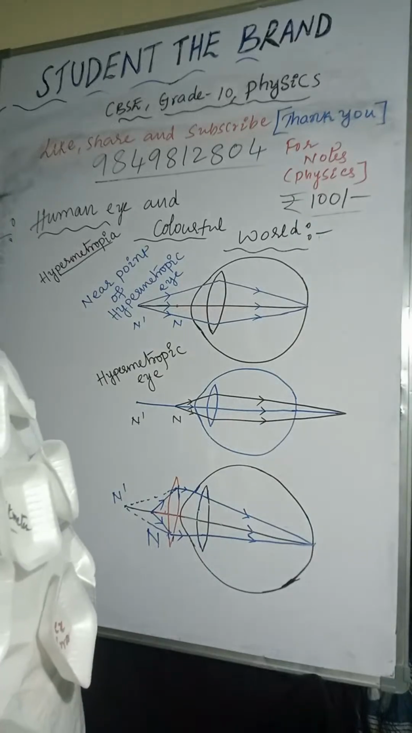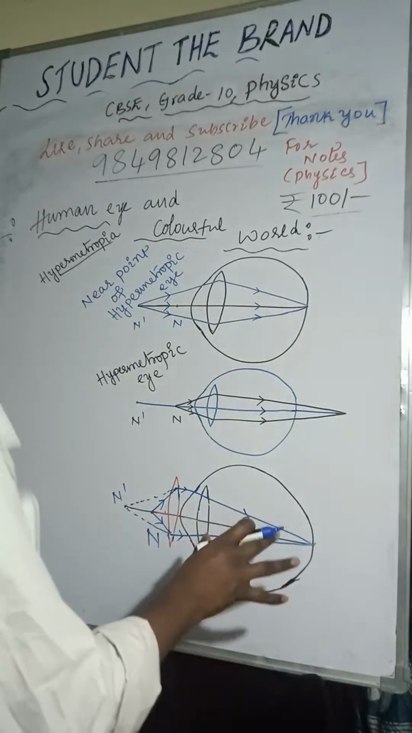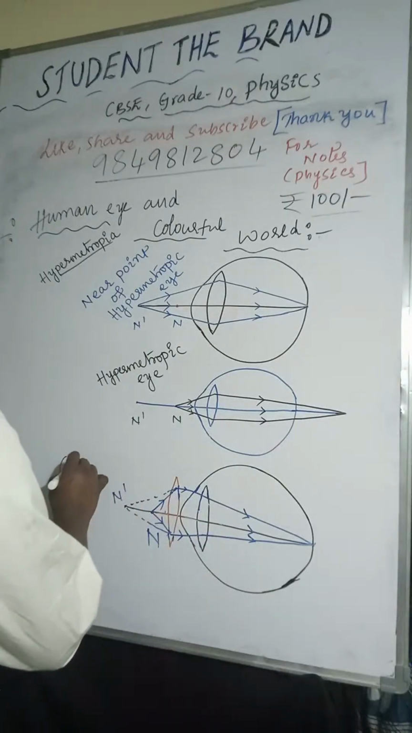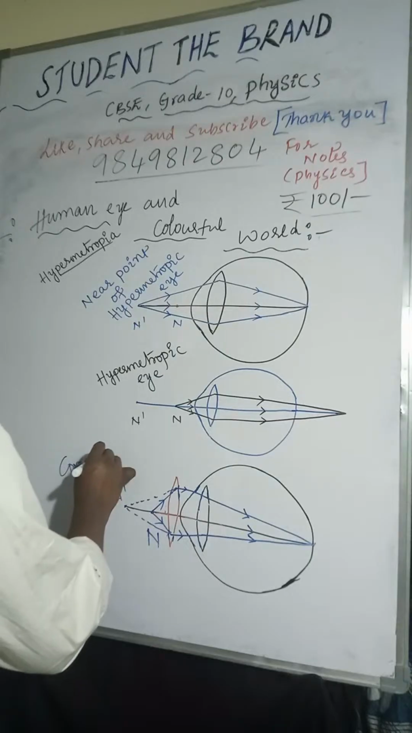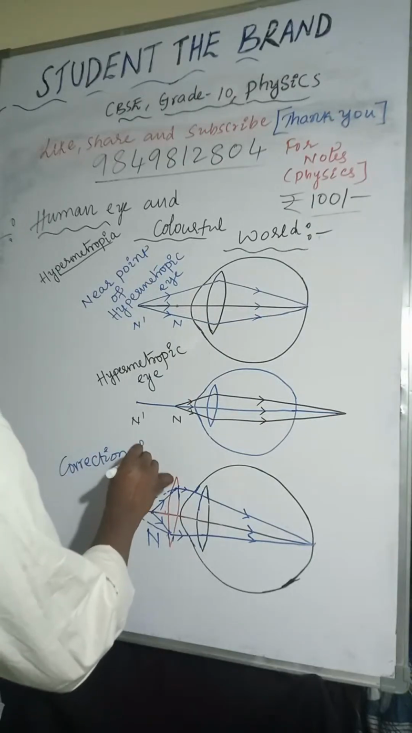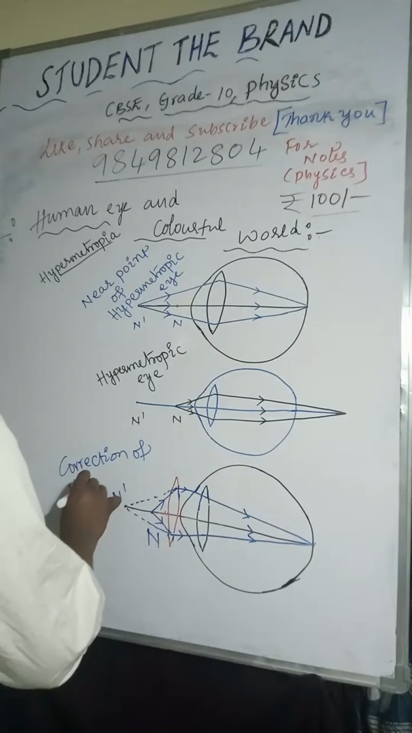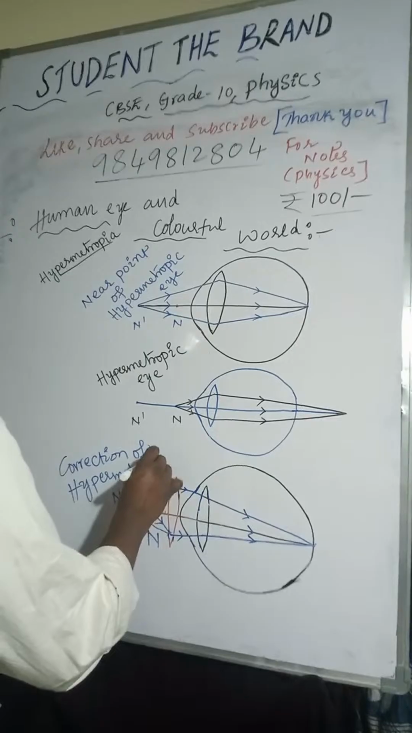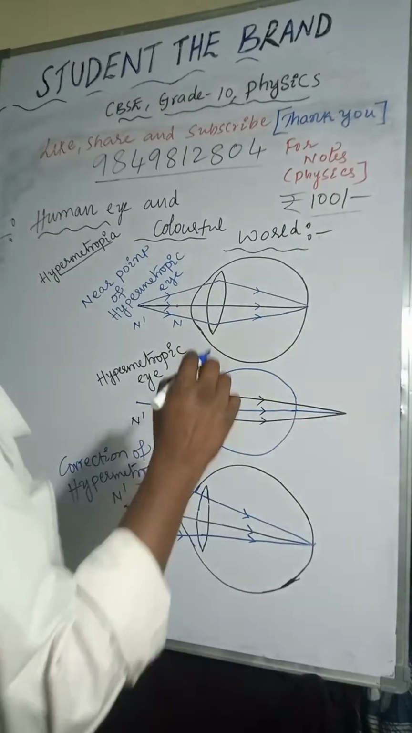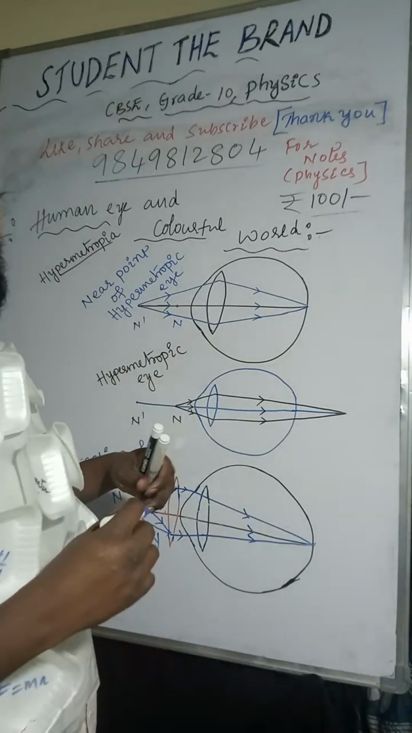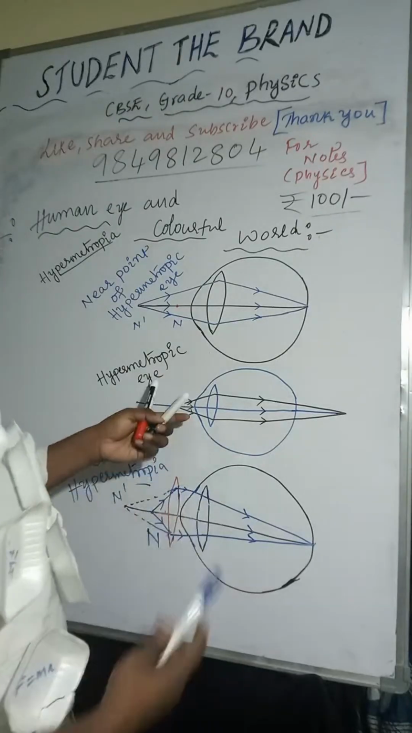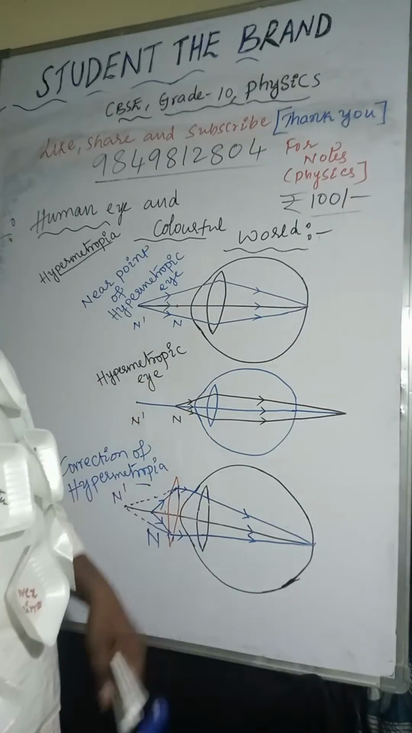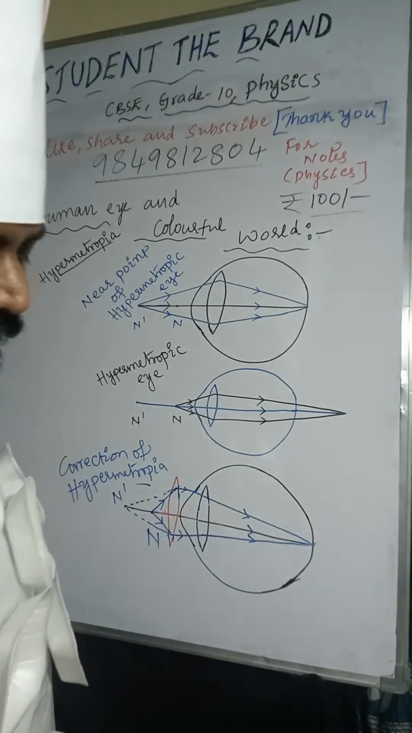So this is the correction of hypermetropia. You can observe, this is the near point of the hypermetropic eye. So hypermetropic eye, correction of hypermetropia. I hope it is very clear.